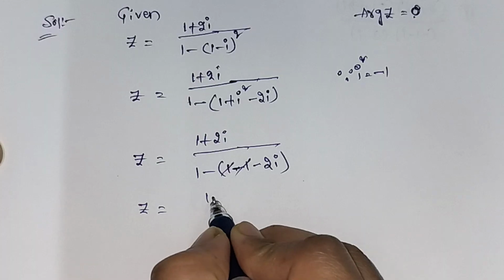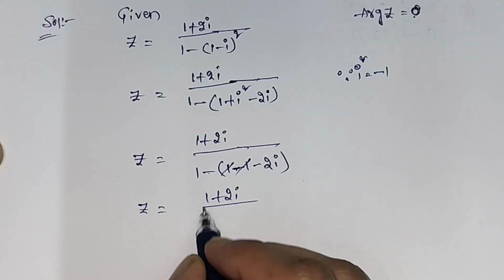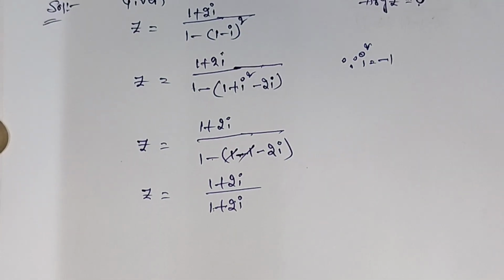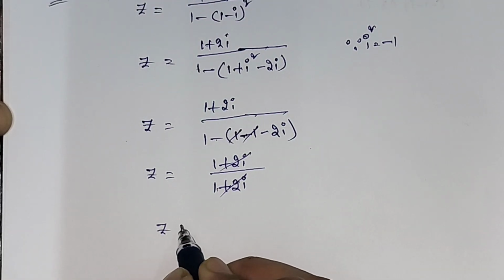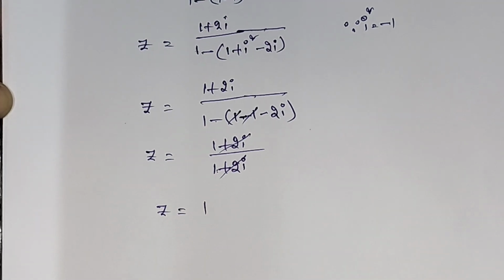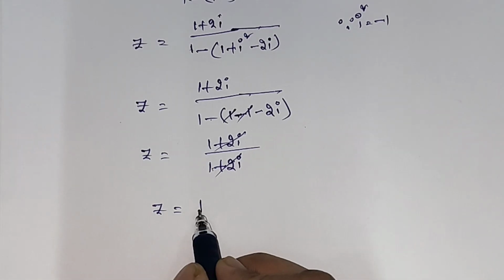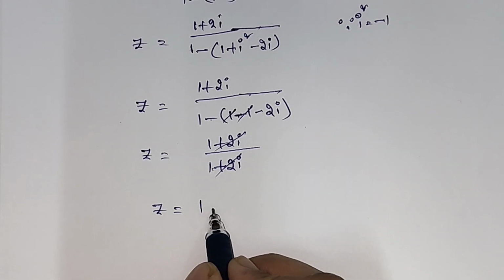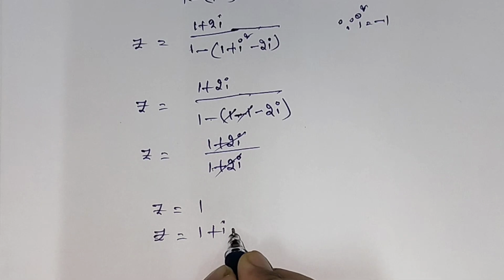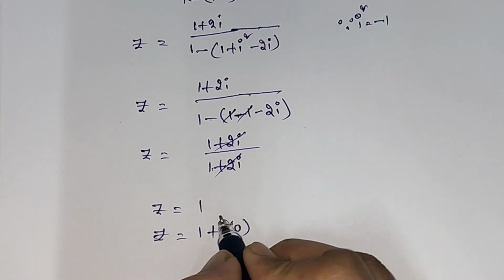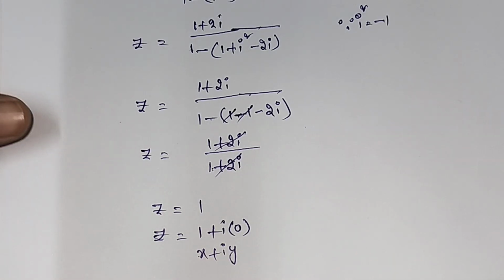z is equal to (1 plus 2i) by (minus into minus, plus) 1 plus 2i. The 1 plus 2i terms get cancelled. z is equal to 1. This one we need to write in x plus iy form. Here 1 is the real part, the imaginary part is 0. z is equal to 1 plus i of 0, in x plus iy form.